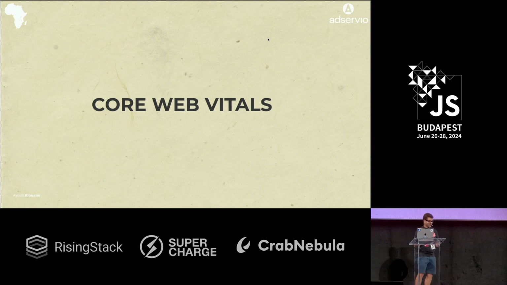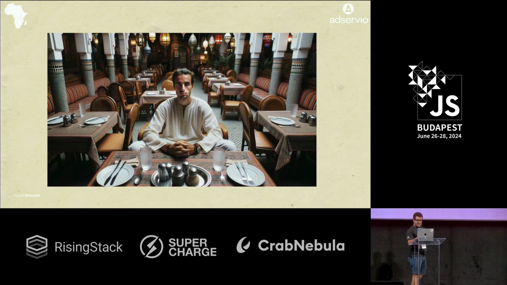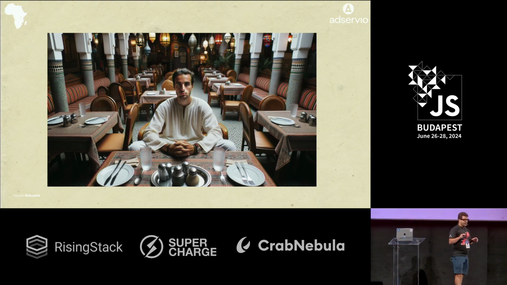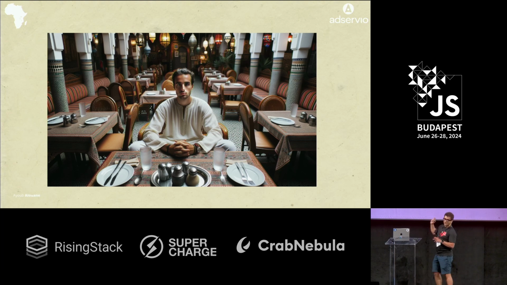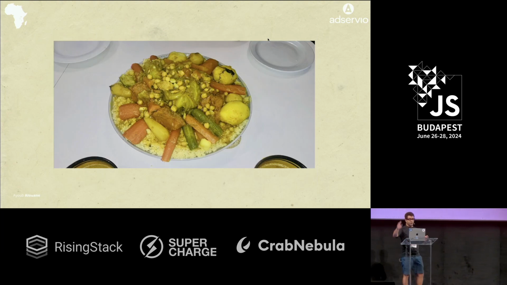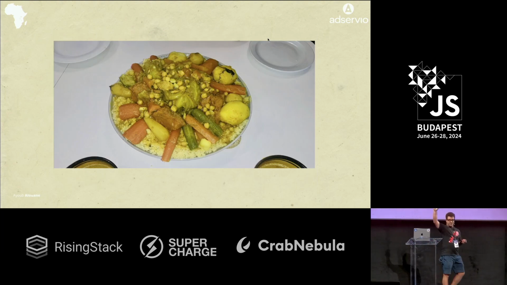What is that? So here, I told DALL-E, please, I want an image of a Moroccan guy waiting for a couscous. And that's what it generates for me. And where is the couscous? Here is the couscous. Who knows already the couscous?